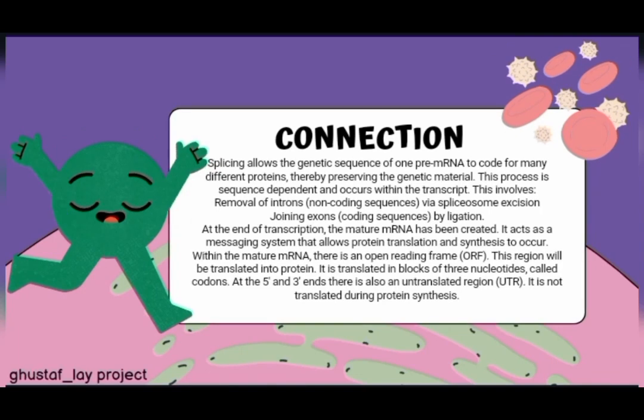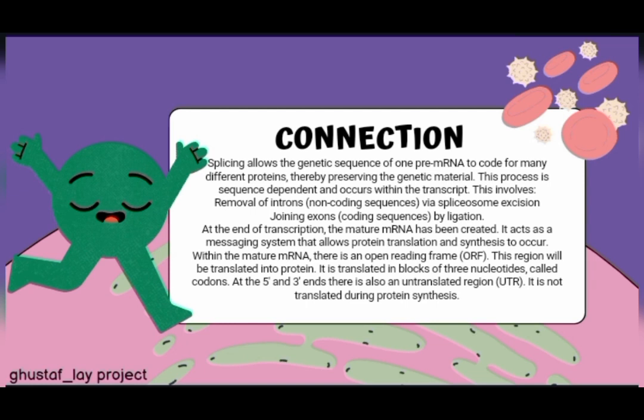Splicing. Splicing allows the genetic sequence of one pre-mRNA to code for many different proteins, thereby preserving genetic material. This process is sequence dependent and occurs within the transcript. This involves removal of inserted non-coding sequences, called introns, via splicing excisions, and joining exons, the coding sequences, by ligation. At the end of transcription, the mature mRNA has been produced. It acts as a messaging system that allows protein translation and synthesis to occur.